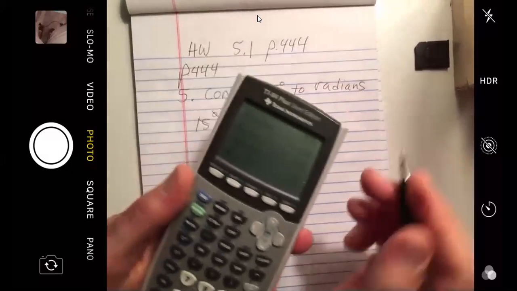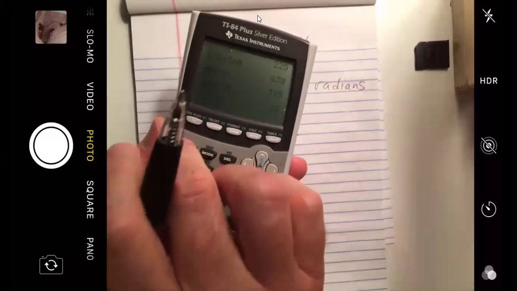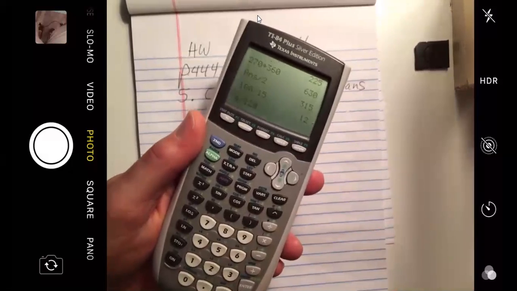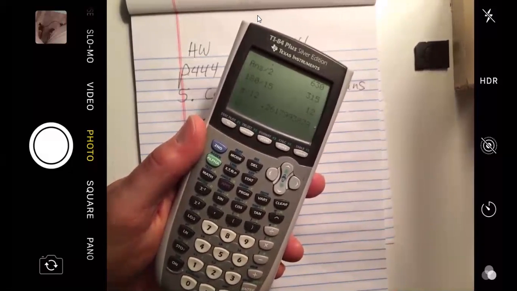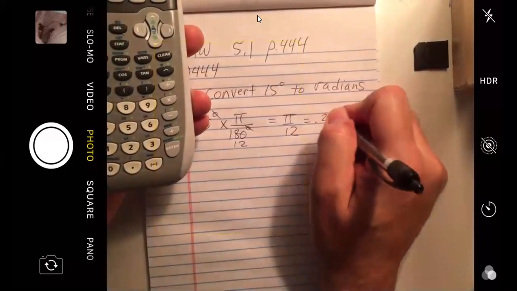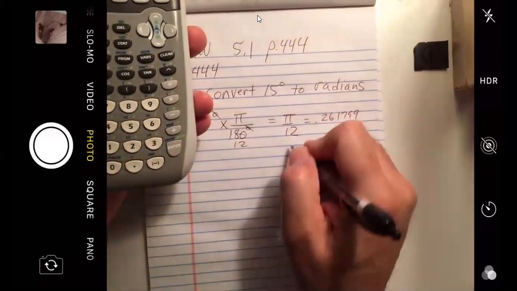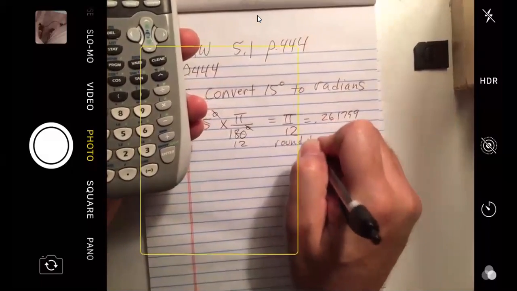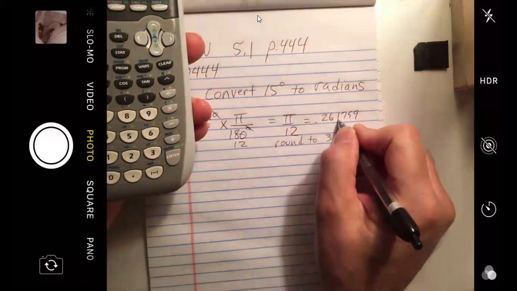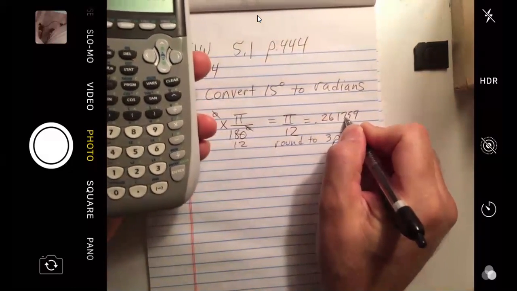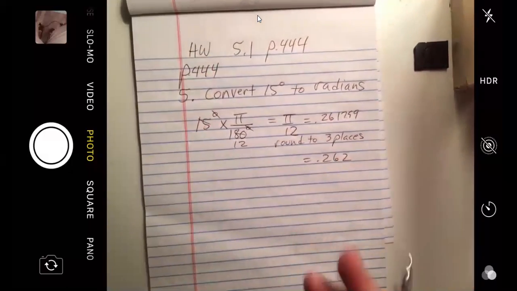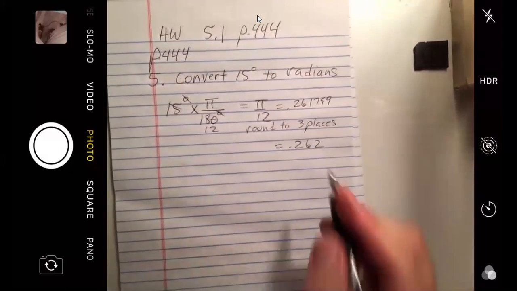It did say round to 3 decimal places, so I could go pi divided by 12 and get 0.261799. But it said round to 3 places. So if you're going to round to this place, you look at this. So it's 5 or bigger, you'd round that up to 0.262. I'm not really that picky about the rounding. This is radians.